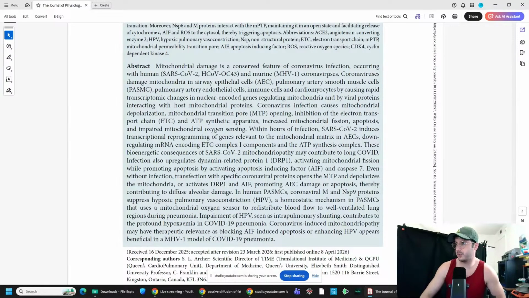Coronavirus infection causes mitochondrial depolarization, mitochondrial transition pore opening, inhibition of the electron transport chain and ATP synthetic apparatus, increased mitochondrial fission, apoptosis, and impaired mitochondrial oxygen sensing. So I think I'm going to have to break this down differently than what I normally do, because I'm probably not going to be able to read line by line, because I think this is going to get too complex. So what I think I'm going to do is skim through this.